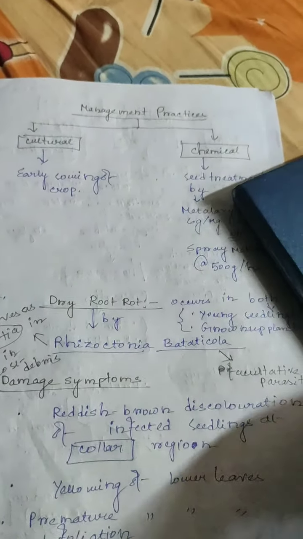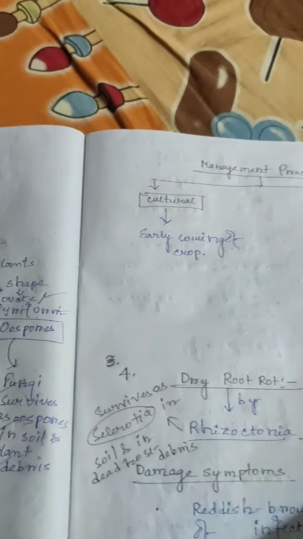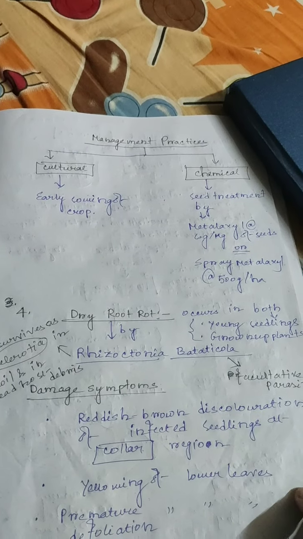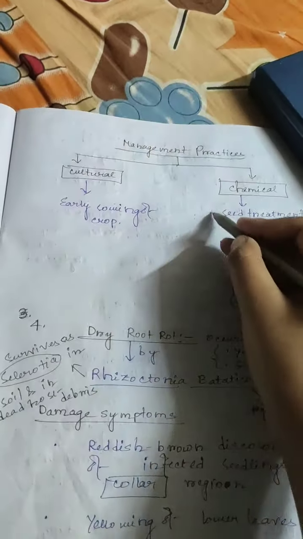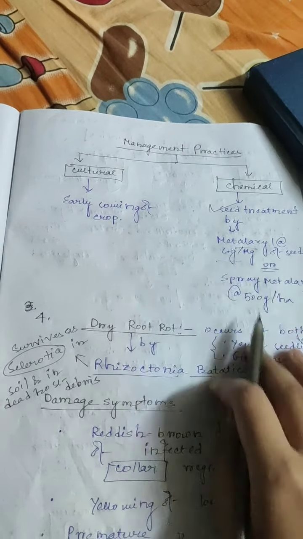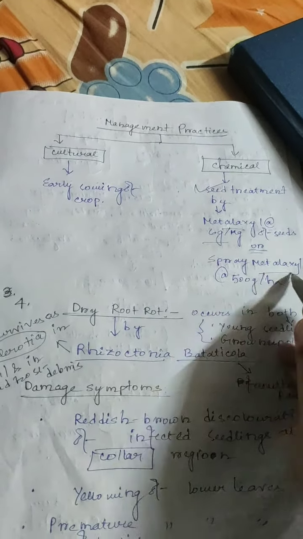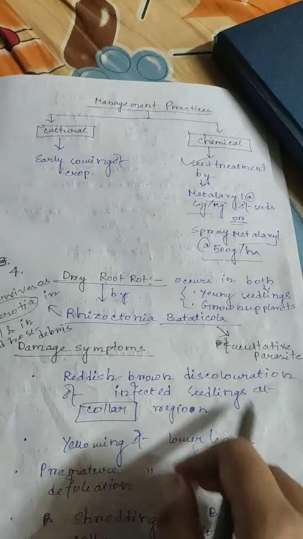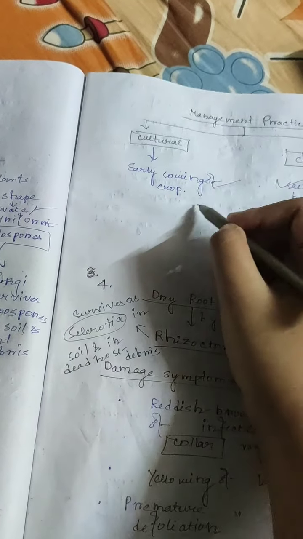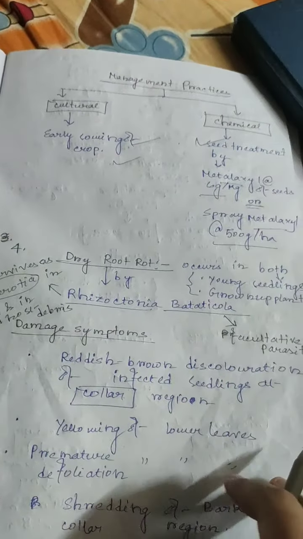Management practices: two types. First is chemical control and second is cultural. Chemical control: seed treatment with metalaxyl at 6 gram per kg of seeds, or spray metalaxyl at the rate of 500 gram per hectare. Cultural: early sowing of Bengal gram or chickpea.